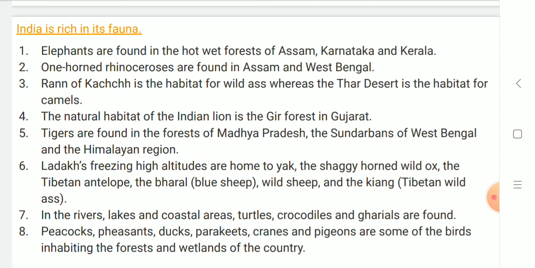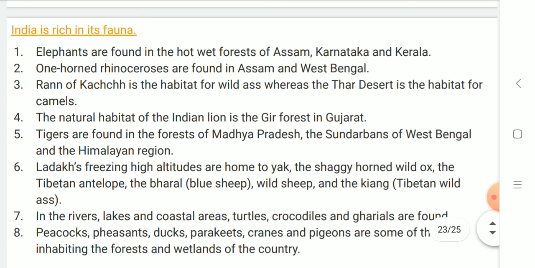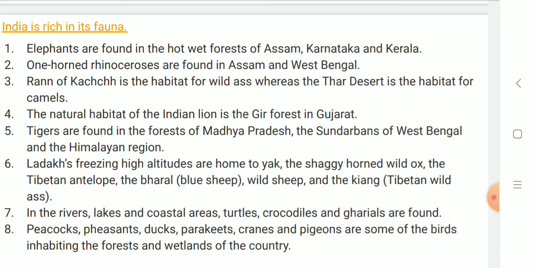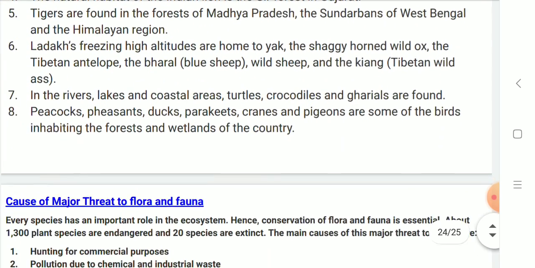Ladakh's freezing high altitude is a home for yak, the shaggy horned wild ox, Tibetan antelope, the bharal, blue sheep, wild sheep, and the kiang. In the rivers, lakes, and coastal areas, turtle, crocodile, and gharials are found. Peacocks, pheasants, ducks, parakeets, cranes, and pigeons are some of the birds inhabiting the forests and wetlands of the country.